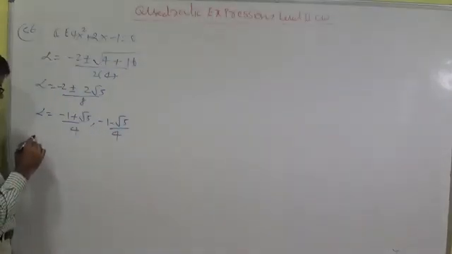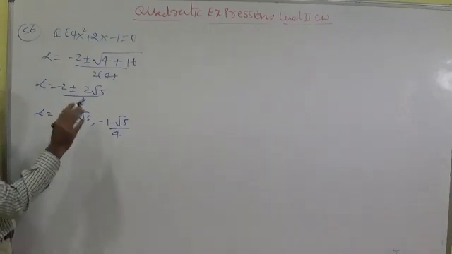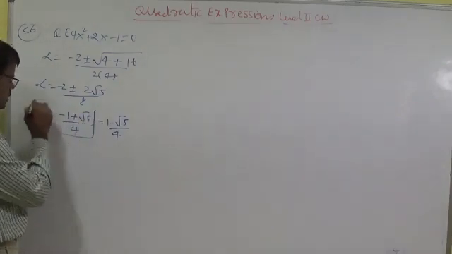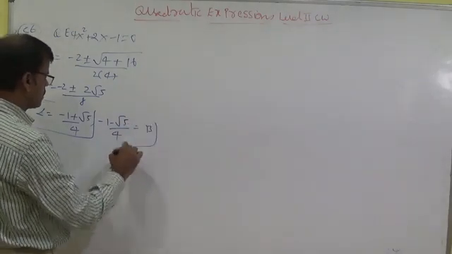So you can understand here alpha and beta. This is alpha and this is beta. This is the other root and this is a root.